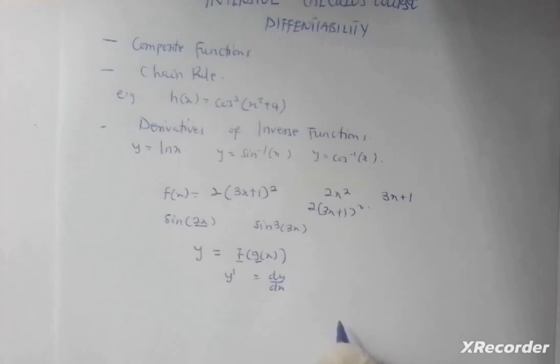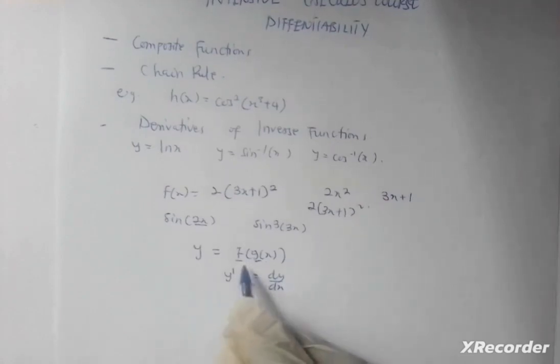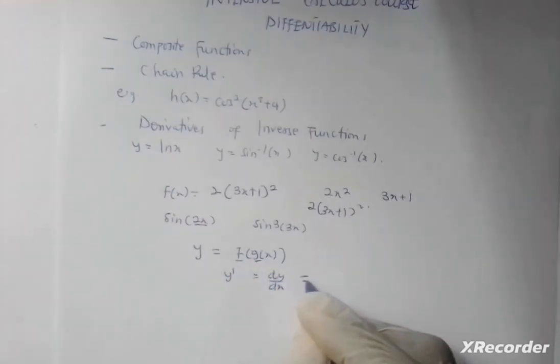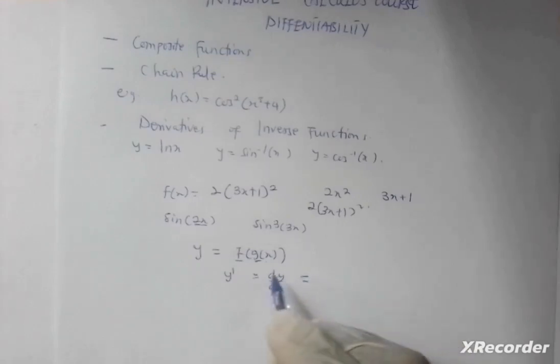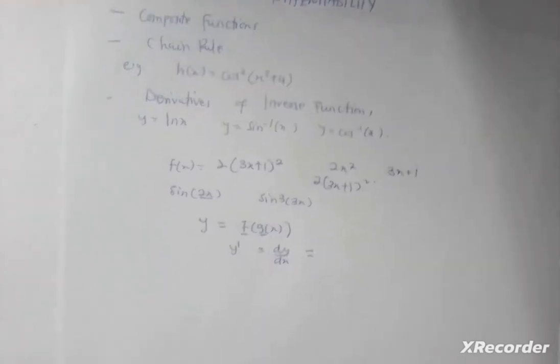If you have y is equal to f of g of x, then you are going to get this expression. So dy over dx should be equal to, you are going to solve for. This one, we can't apply directly here, so let me take a particular example so that you understand what I'm saying.